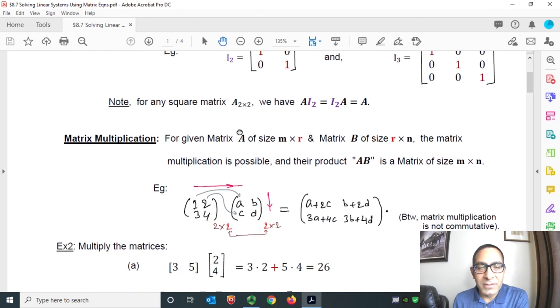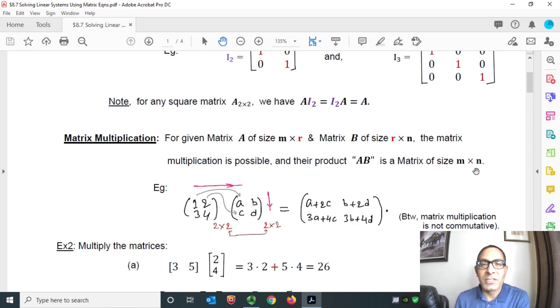Next, matrix multiplication. For a given matrix A of size m by r, where m is rows and r is columns, and matrix B of size r by n, where r is rows and n is columns, the matrix multiplication is possible, and their product AB is a matrix of size m by n. So if the first matrix's columns equal the second matrix's rows, here r, then we can find the product, and the product turns out to be a matrix of size m by n. I hope this makes sense to you all.